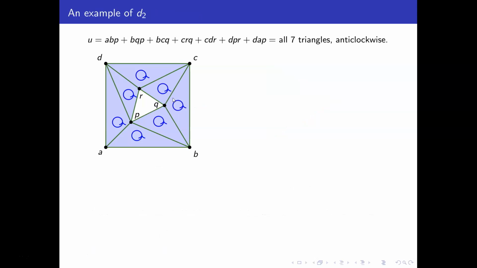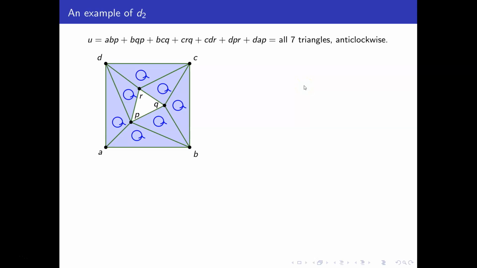So here's an example of how D2 works out. Here we've got a simplicial complex K, and here's a 2-chain U, ABP plus BQP, etc. But this is just the sum of all 7 triangles oriented anti-clockwise. This term ABP, for example, is this triangle here, oriented anti-clockwise. This last term DAP is just this triangle here going around anti-clockwise.